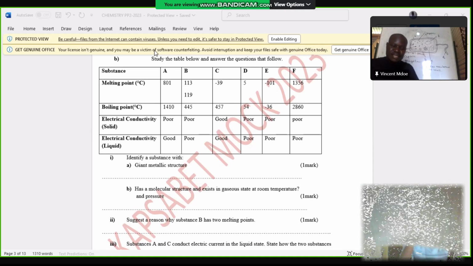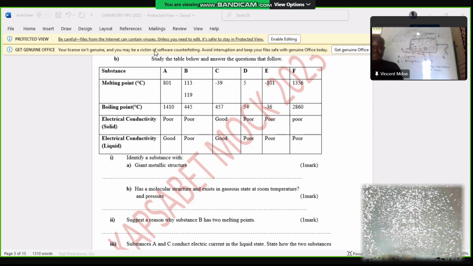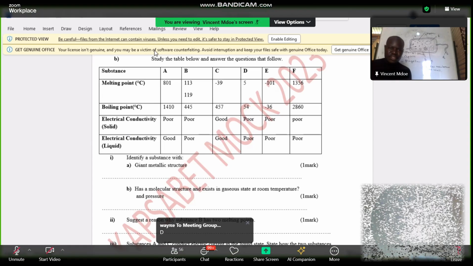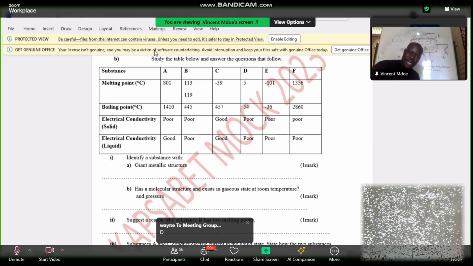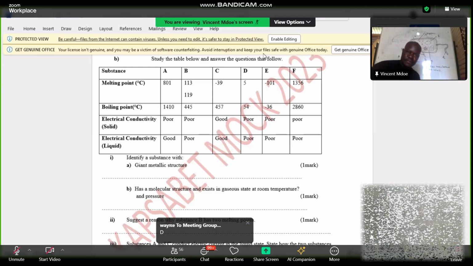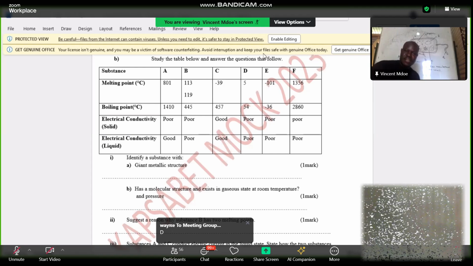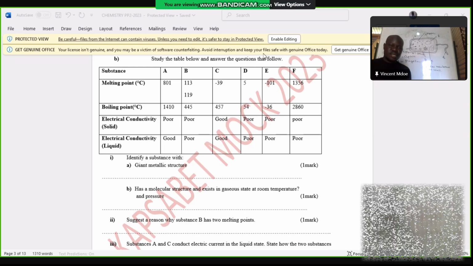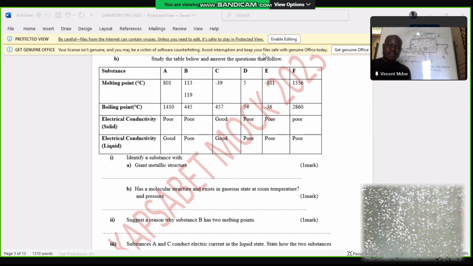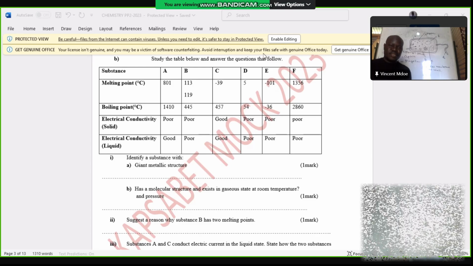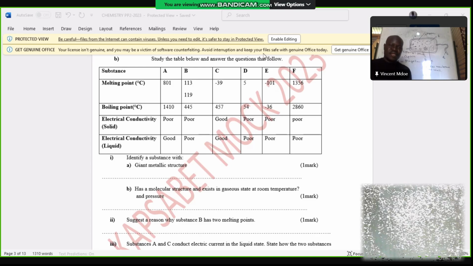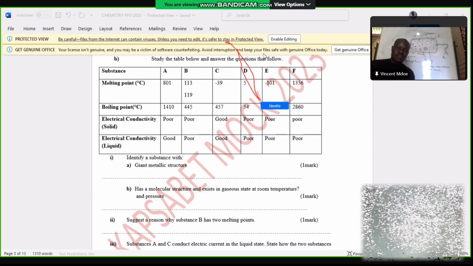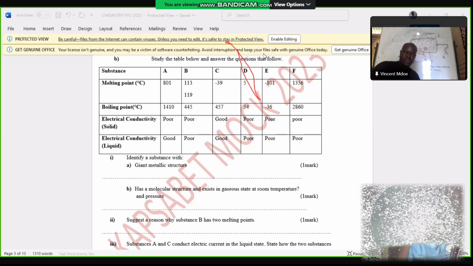So a substance cannot exist in both gaseous and liquid state. It can only assume one state of matter. So E is a gas. Then we can see elements C and D. In fact, C and D both have their melting points below room temperature, but they boil above room temperature. So it means they are liquid at room temperature.